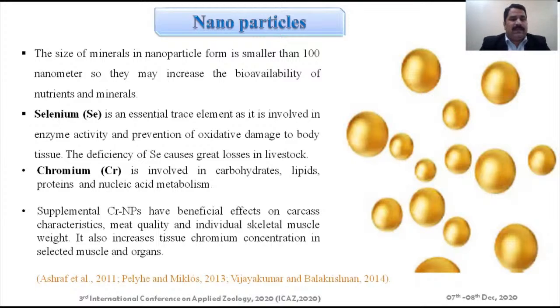Selenium is an essential trace element as it is involved in enzymatic activity and prevention of oxidative damage to body tissue. The deficiency of selenium causes great loss in livestock, and chromium is also involved in carbohydrate, lipid, protein, and nucleic acid metabolism. Supplementation of chromium nanoparticles has beneficial effects on carcass characteristics, meat quality, and individual skeletal muscle weight. It also increases the tissue chromium concentration in selected muscles and organs.